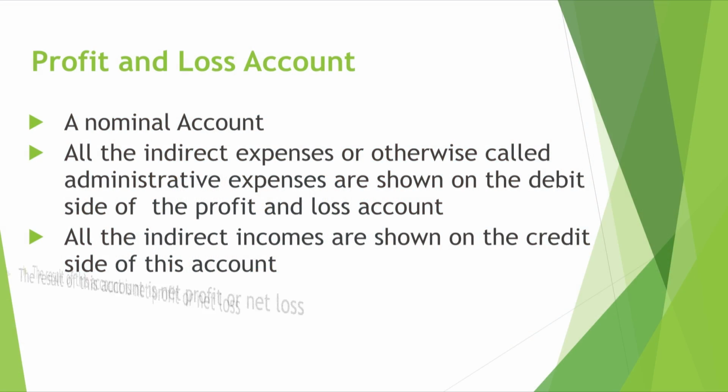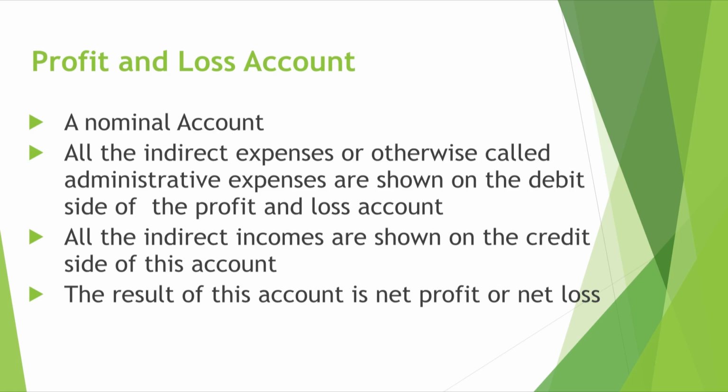On the debit side of this account, expenses like salary, office expenses, advertising are shown. On the credit side of this account, items like gross profit, discount received, and commission earned are shown. The result of this account is net profit or net loss.